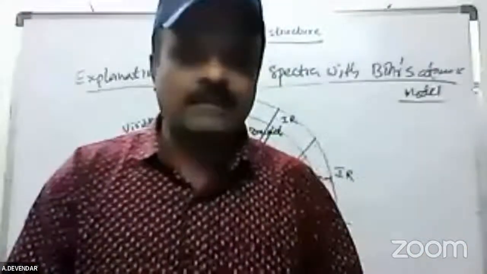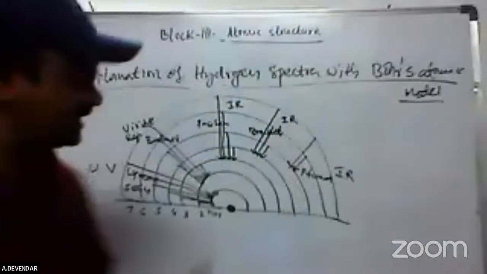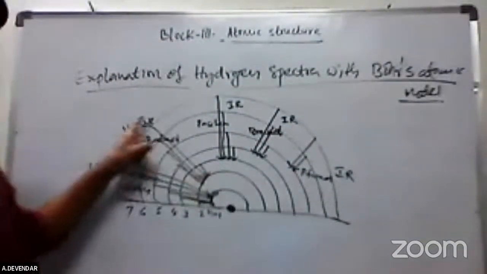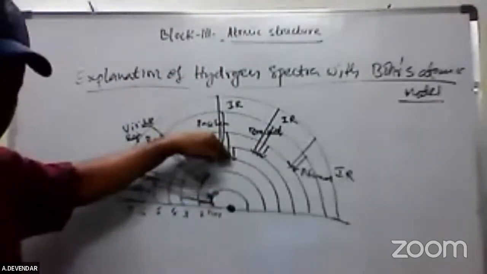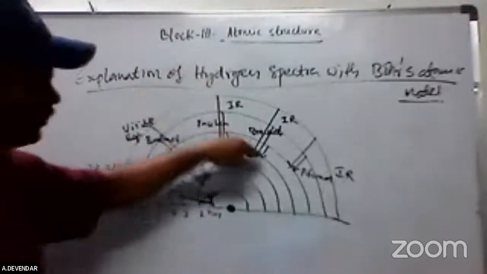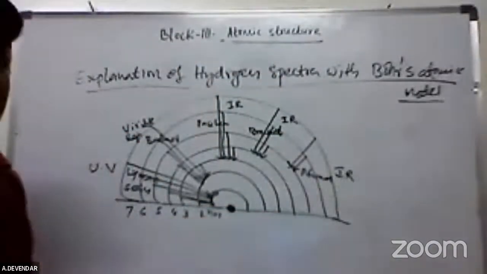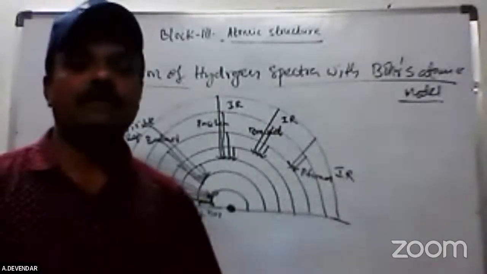Due to this reason, if an electron jumps from any higher orbit to the first orbit, the lines are Lyman. If from any higher orbit to the second orbit, they are called Balmer. From any higher orbit to the third orbit, that is called Paschen. To the fourth orbit is called Brackett. To the fifth orbit is called the Pfund series. This explains the hydrogen spectra beautifully.